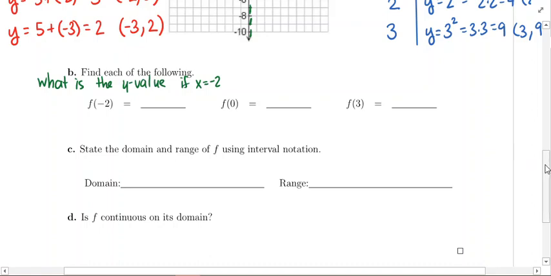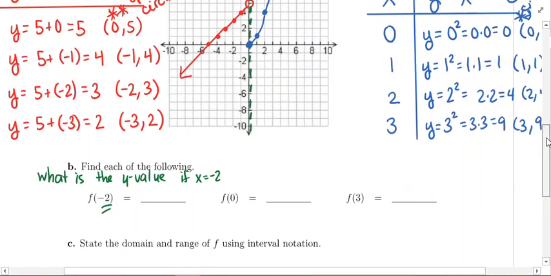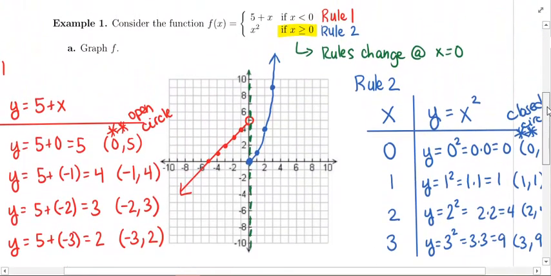This is a function. Every time you plug something in, you can only get one thing out. So each of these things in part B needs to have one number as the answer. If you take the x value here, which is -2, and you plug it into both rules, that's wrong. This is a function. Every input needs to have a single output. So here we go. There's a couple of ways you can do this. You can either use the picture or you can use the formula.